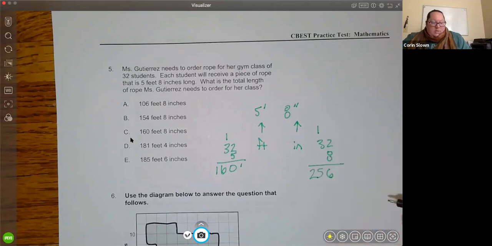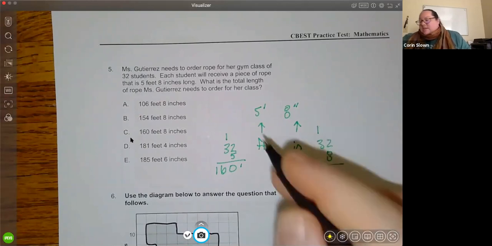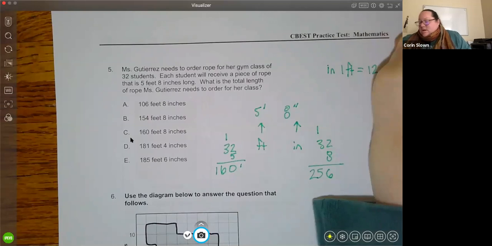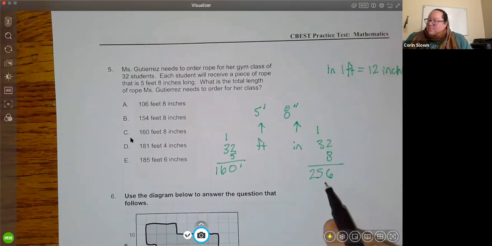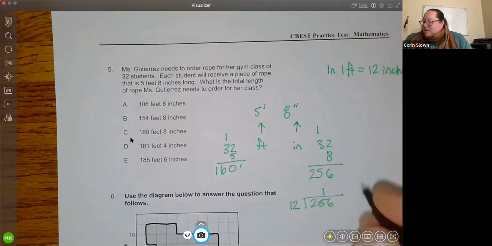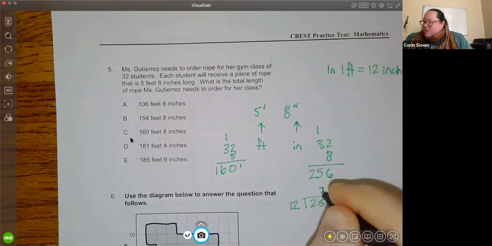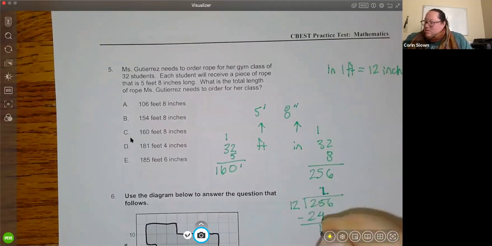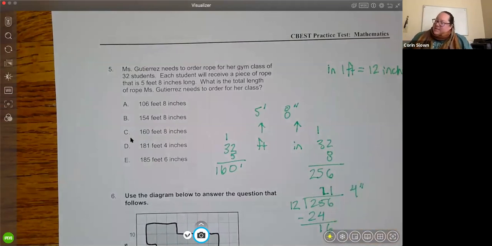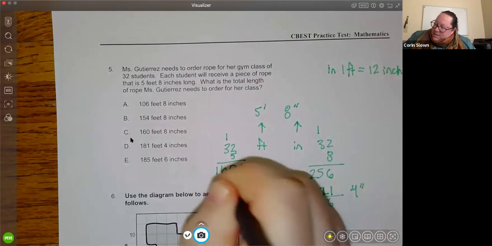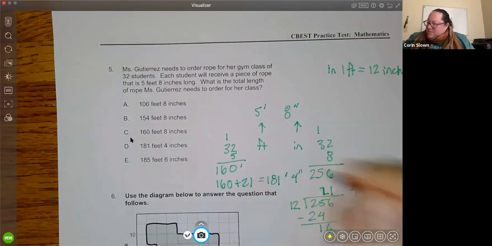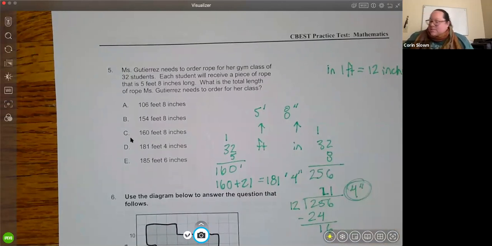But I know that this is in inches and this is feet. And so in 1 foot, there are 12 inches. So I can divide 256 by 12. And that's going to tell me, so 2 times 12 is 24. 12 goes into 16 once, and I have a remainder of 4 inches. So then if I think about this, I'm going to have 160 plus 21, which equals 181 feet, and then 4 inches, which is my remainder. So if I'm looking at my answers here, my answer is D.